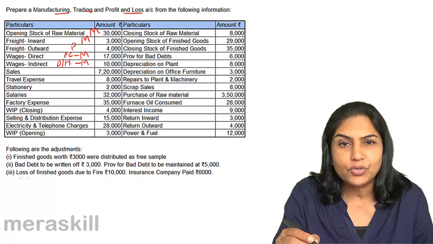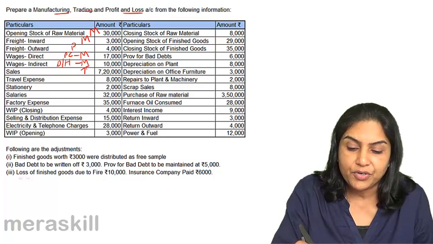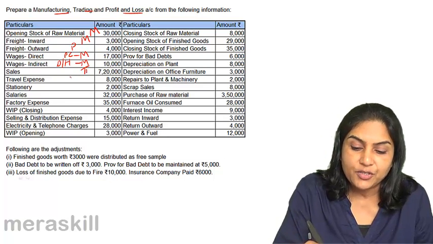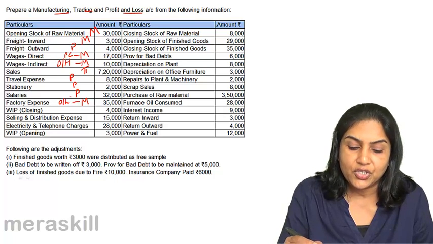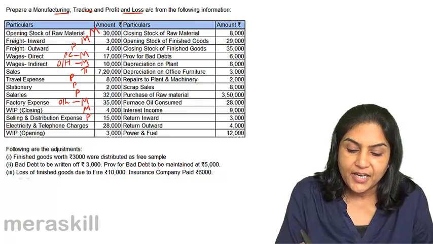Sales will go to trading account. Travel expenses, profit and loss. Stationery, profit and loss. Salary, profit and loss. Factory expense is manufacturing. It's an overhead cost. Closing work in progress will go to manufacturing. Selling and distribution, of course, profit and loss. Electricity, telephone charges, profit and loss.